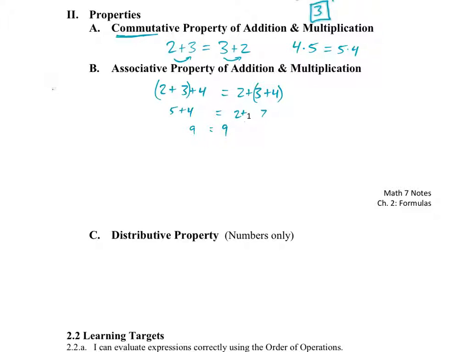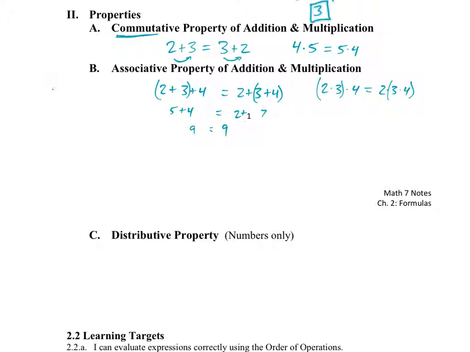And that works as well for multiplication. If you had 2 times 3 times 4 and 2 times 3 times 4, you could multiply 2 and 3 first, or you could multiply 3 and 4 first. Either way, you're going to get the same answer of 24, I believe.